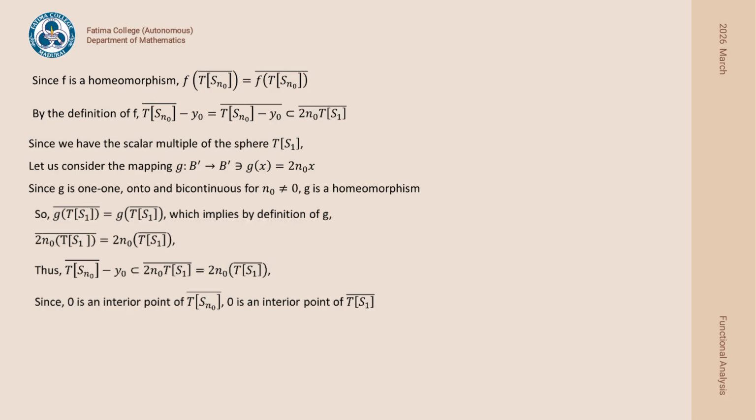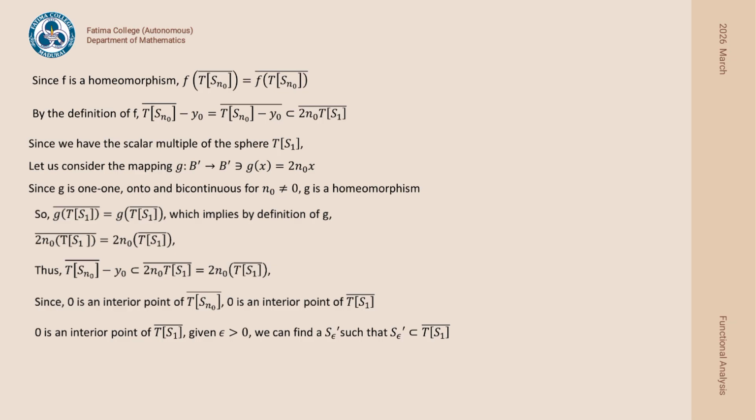By the definition of G, we have 2n naught T of S1 the whole closure is equal to 2n naught T of S1 closure. Thus, we have T of Sn naught closure minus y naught subset of 2n naught T of S1 the whole closure as 2n naught into T of S1 closure. Since 0 is an interior point of T of Sn naught closure, we have 0 is an interior point of T of S1 closure.